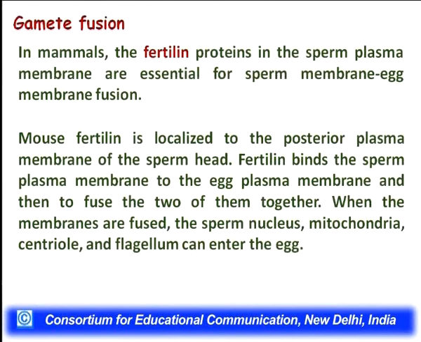Now, for the gamete fusion in mammals, the fertilin proteins in the sperm plasma membrane are essential for sperm membrane-egg membrane fusion. Mouse fertilin is located in the posterior plasma membrane of the sperm head. Fertilin binds the sperm plasma membrane to the egg plasma membrane and then fuses the two of them together. When the membranes are fused, the sperm nucleus, mitochondria, centriole and flagellum can enter the egg.